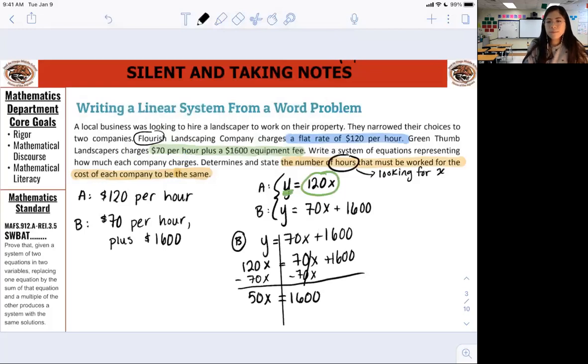Divide by 50. What would be 1600 divided by 50? 32. Say that again a little louder. 32. So what does that tell me? I was going to multiply it.